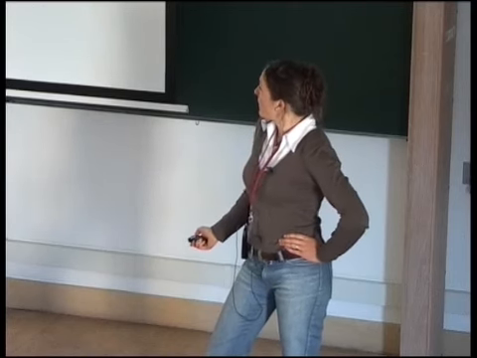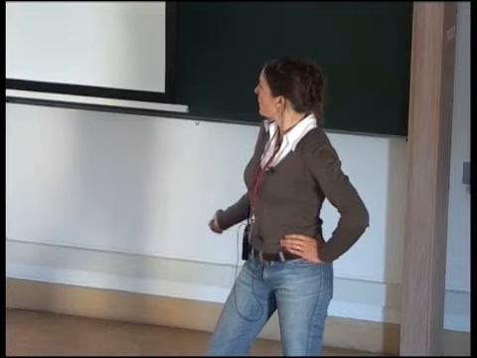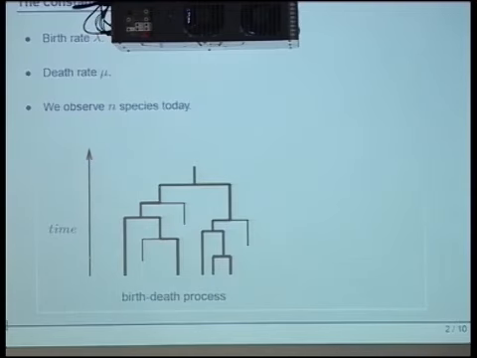Here is an example tree induced by such a birth and death process. You have the time of origin, your first species lives for a while, and then it splits into two new species. Those two lineages behave independently. You have the birth rate lambda at which you get new species, and with the death rate mu you go extinct. For example, this species got extinct. And then here you would end up with 5 species, so n equals 5.